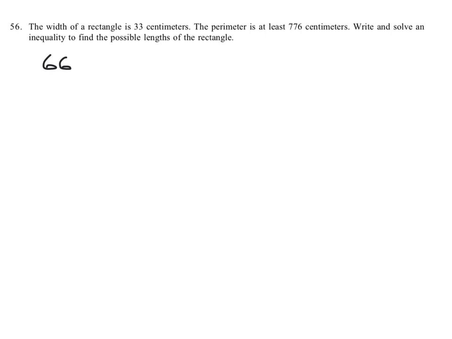So we've got a width going in both directions of 66, plus twice whatever the length is, 2 times L, and that 66 plus twice whatever the length is has to be at least 776, meaning it's got to be equal to that or greater. That is the inequality that we're solving. Okay?